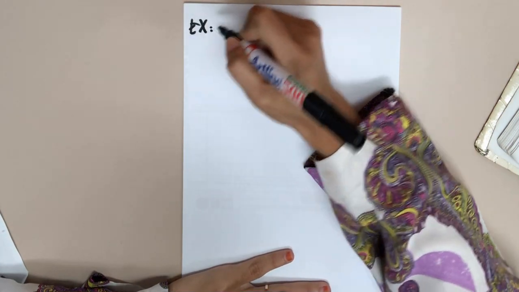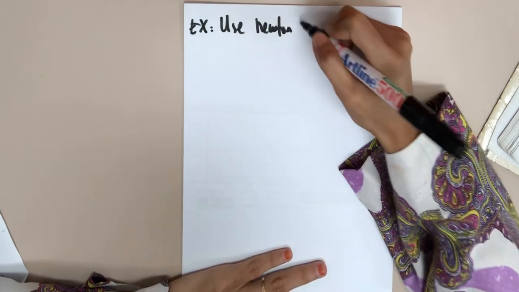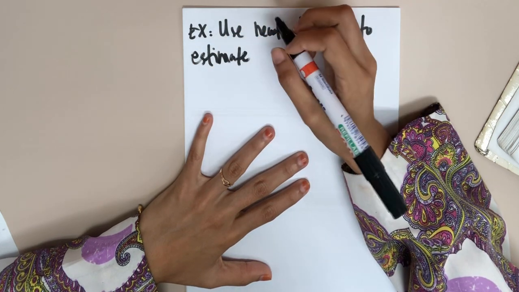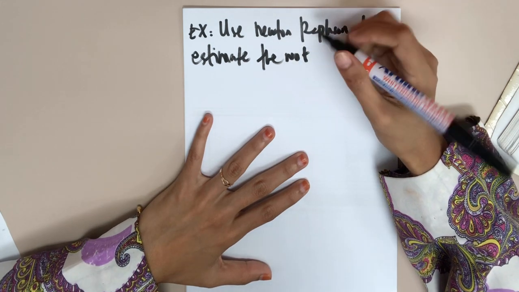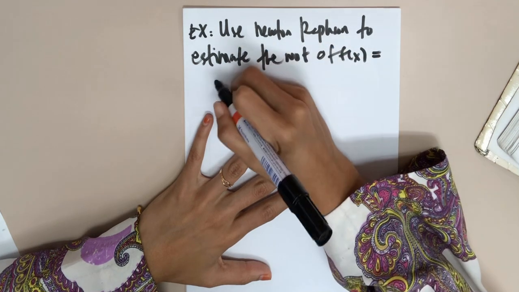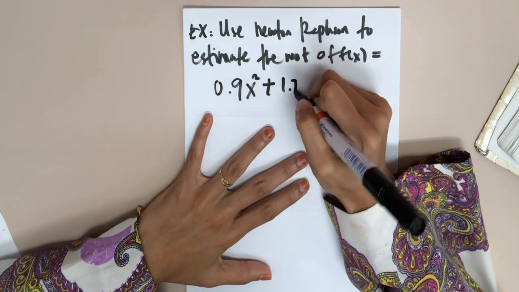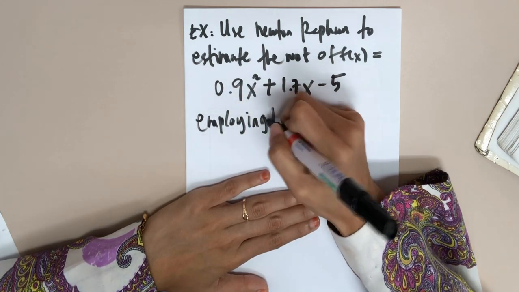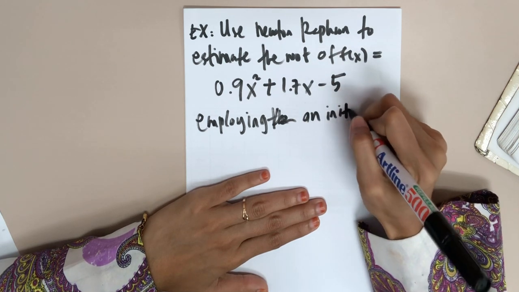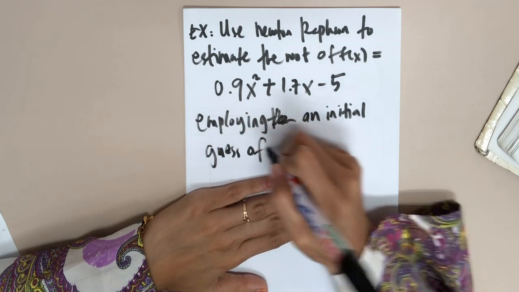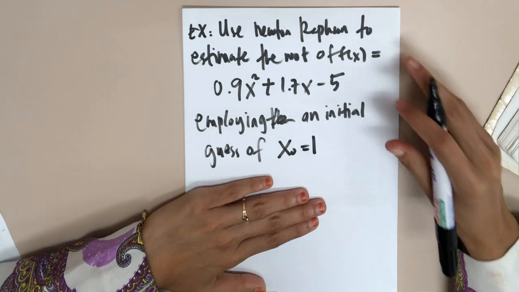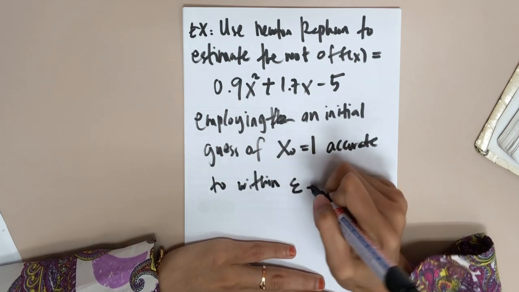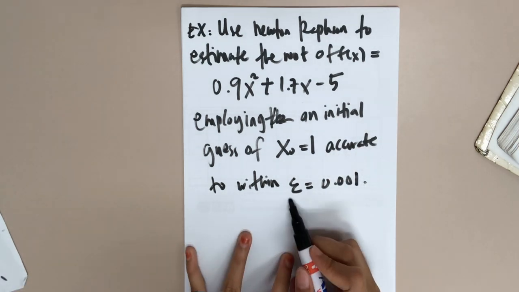The example here asks you to use Newton-Raphson to estimate the root. The objective is to find the root of f(x) equal to 0.9x squared plus 1.7x minus 5, employing an initial guess of x0 equal to 1. So they give the initial point, or initial value, accurate to within an error of 0.001. So clearly you can see this is the error given.